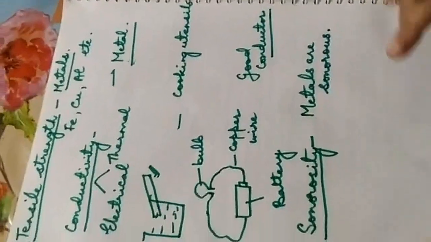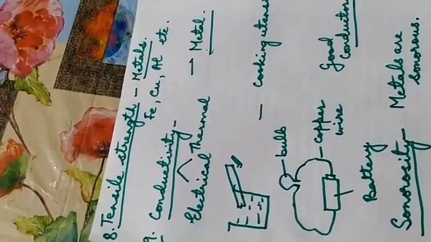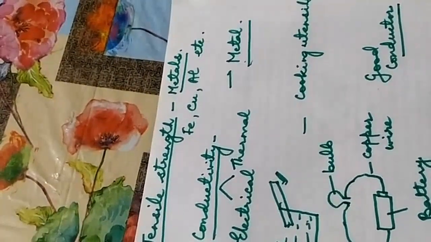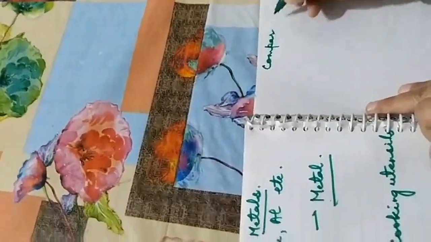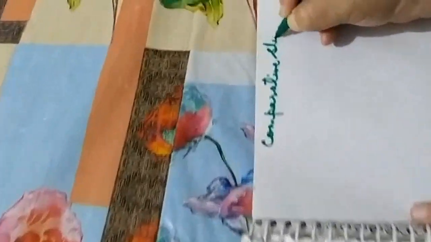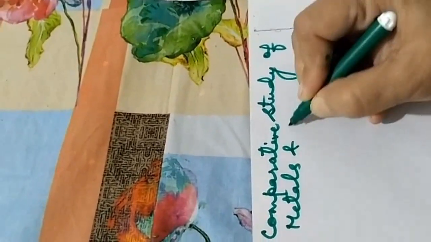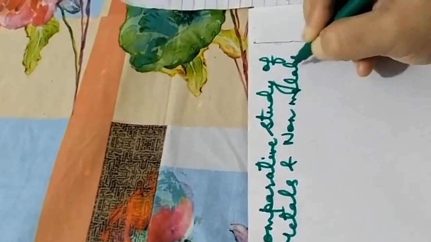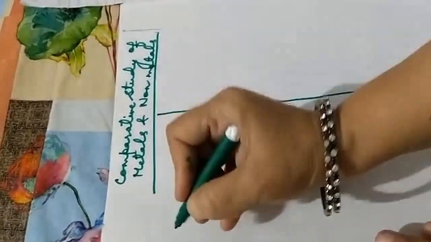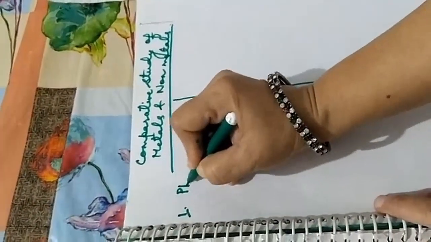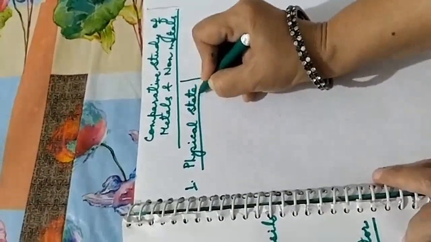Now, this is the end of the physical properties of metals. Now we will do some comparative study between metals and non-metals. This we will do on the basis of the following points. Number 1, it is the physical state.